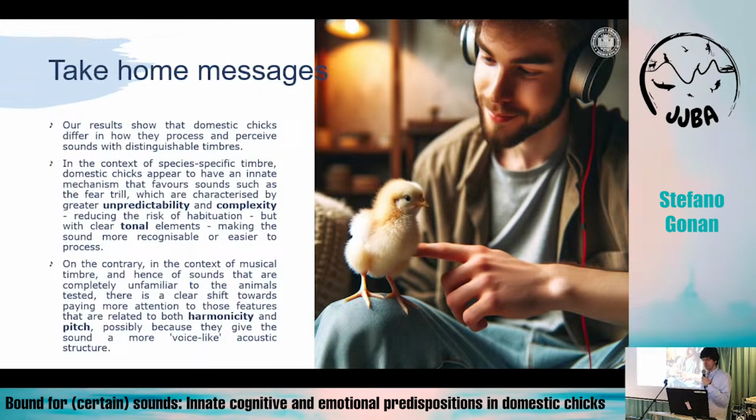While in contrast, for musical timbres, we have a different situation. And for those sounds, which are also entirely unfamiliar to domestic chicks, there is a clear tendency to pay more attention to features related to both harmonicity and pitch, and mainly because these features give the sound a more voice-like structure. So it seems that for those sounds that are completely unfamiliar to animals, domestic chicks are trying to search for those sounds that in some sense are able to mimic the sound of a voice, and so are more attentive to these features.